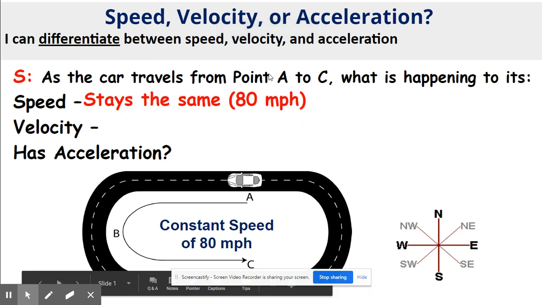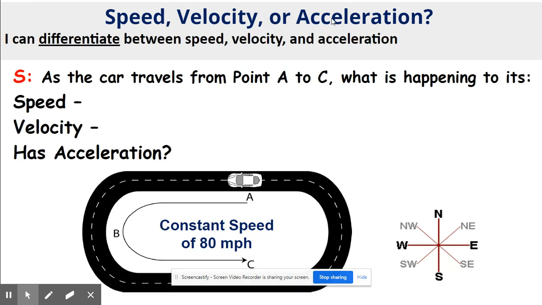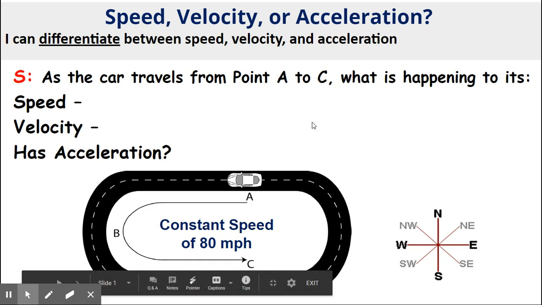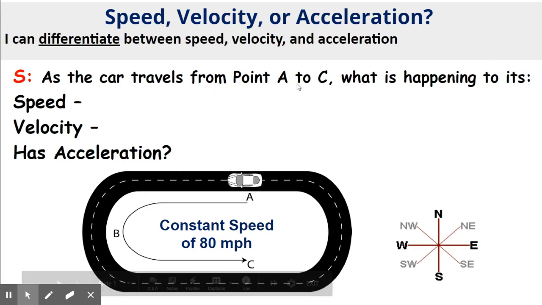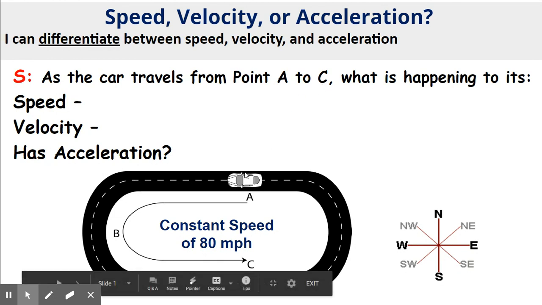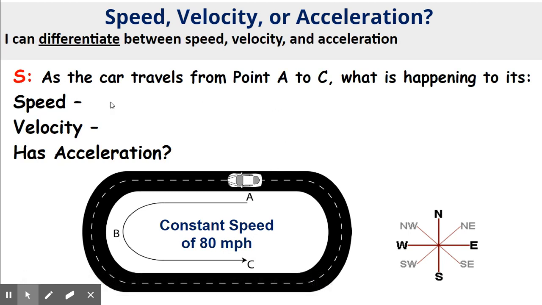Speed, velocity, or acceleration. I can differentiate between speed, velocity, and acceleration. Your starter: a car travels from point A to C. So here's your car, and it's going from A around the track to C. What is happening to its speed, velocity, and does it have acceleration?